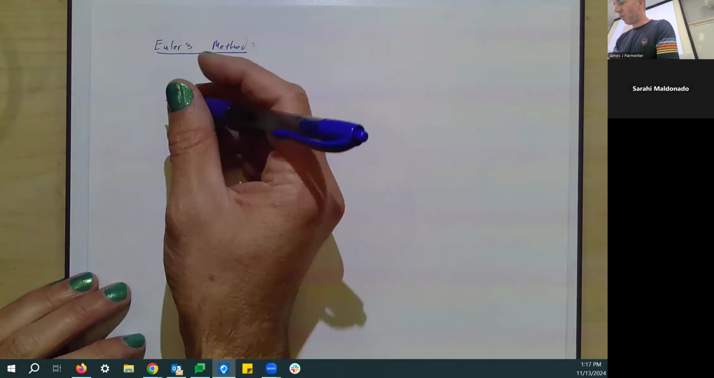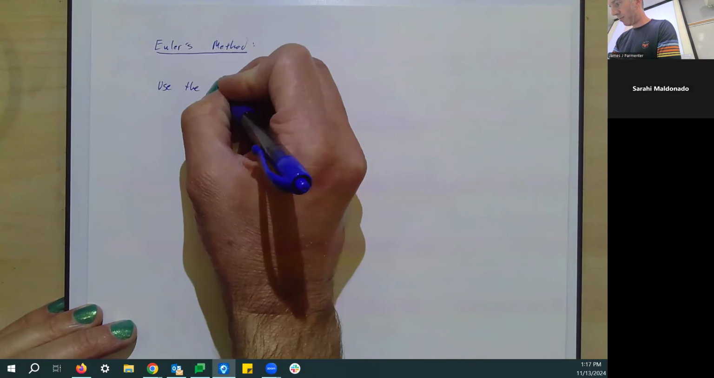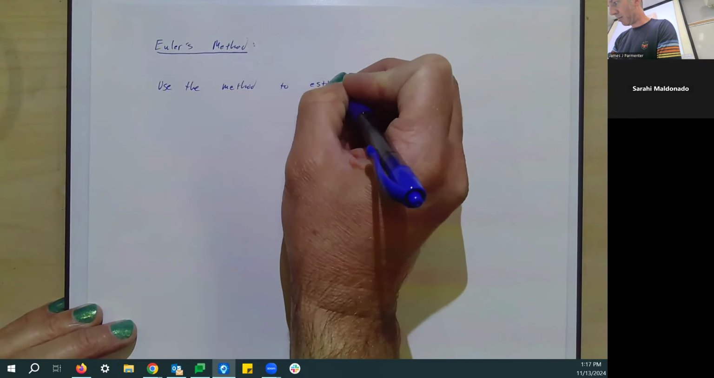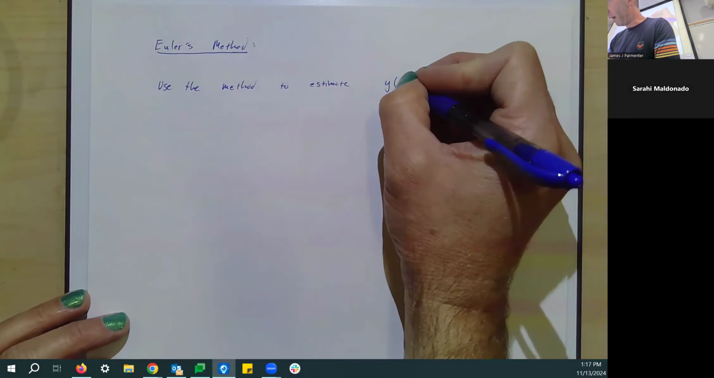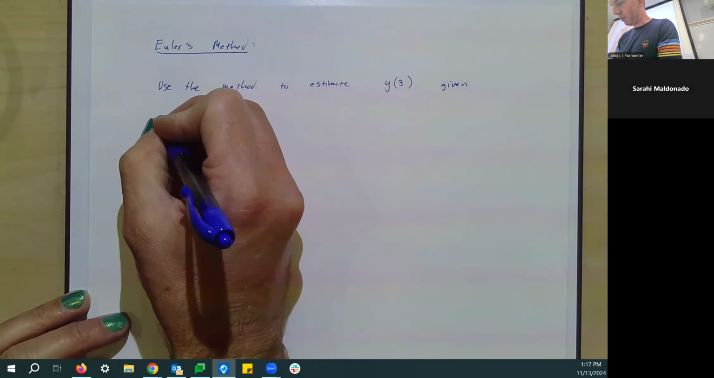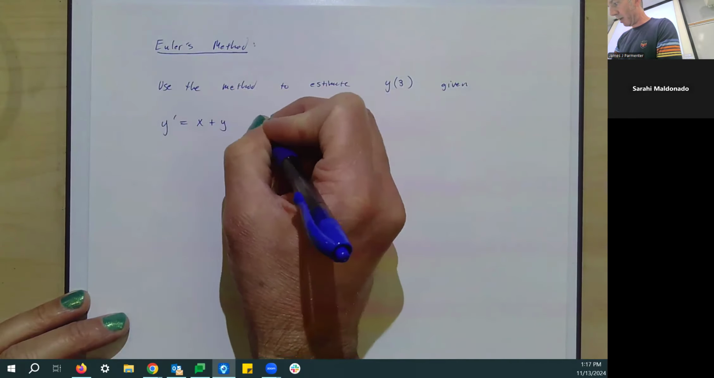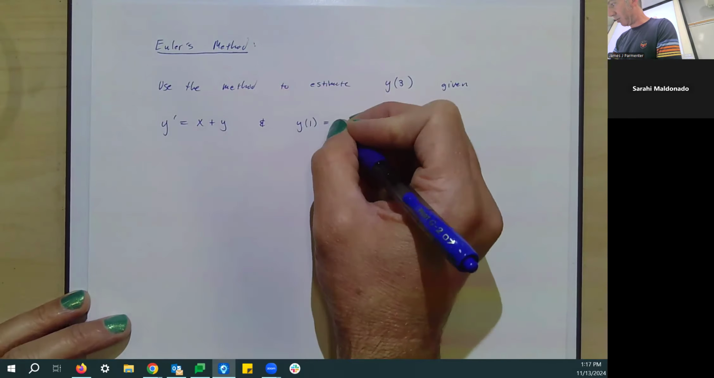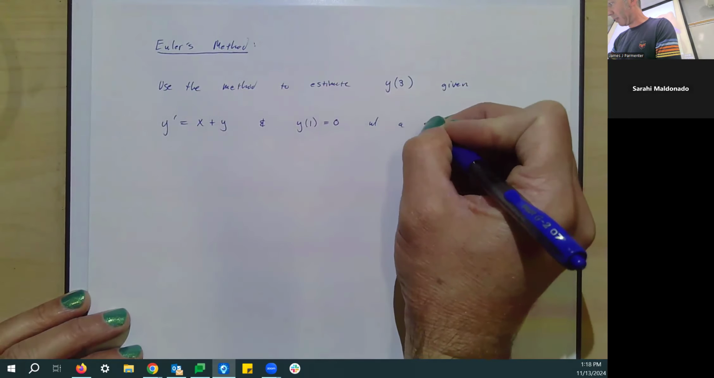So here's what we're going to do. We're going to use the method to estimate y(3) given the differential equation y' equal to x plus y and y(1) equal to, let's say, 0, with a step size of 0.5.